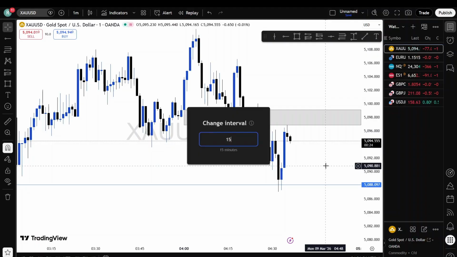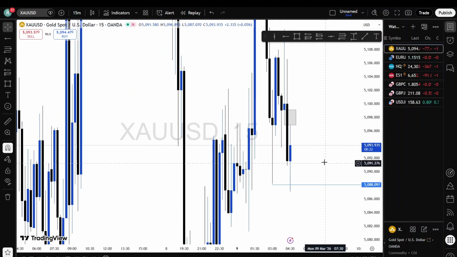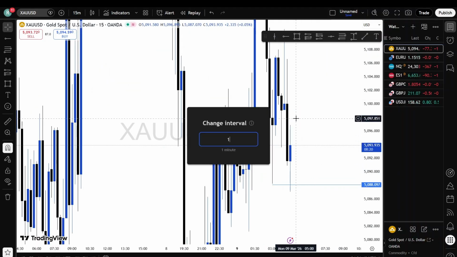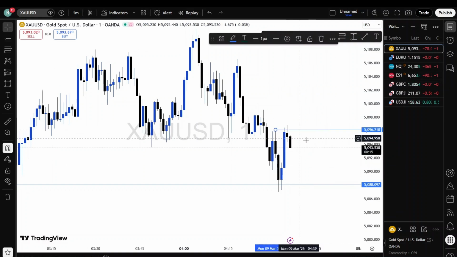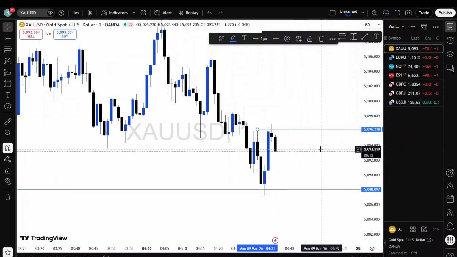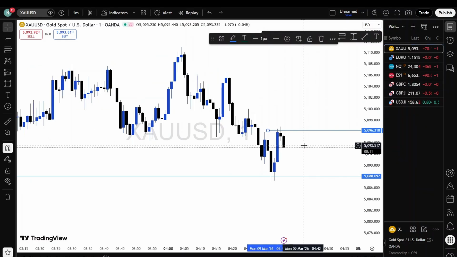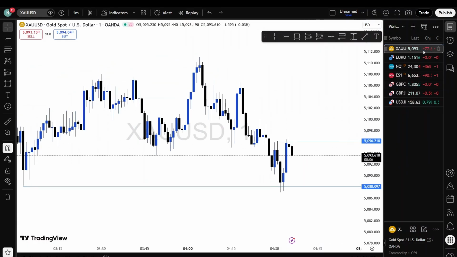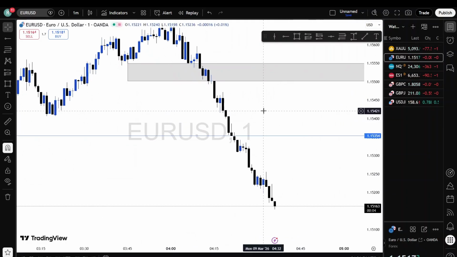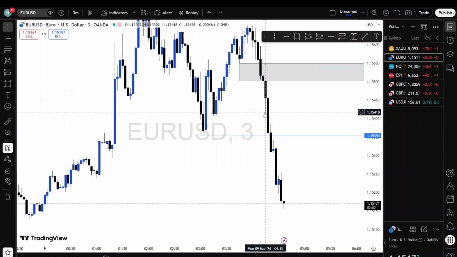So I think we can, if it had closed above this line, I would be more confident to take the trade directly. But let's see the follow-up. 3 minutes, this EURUSD has gone down.